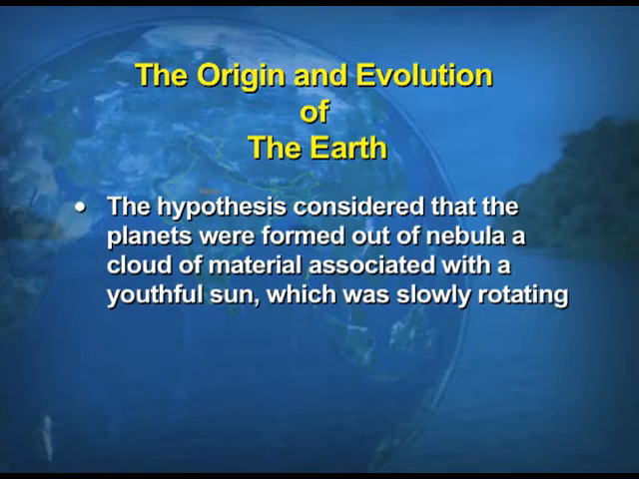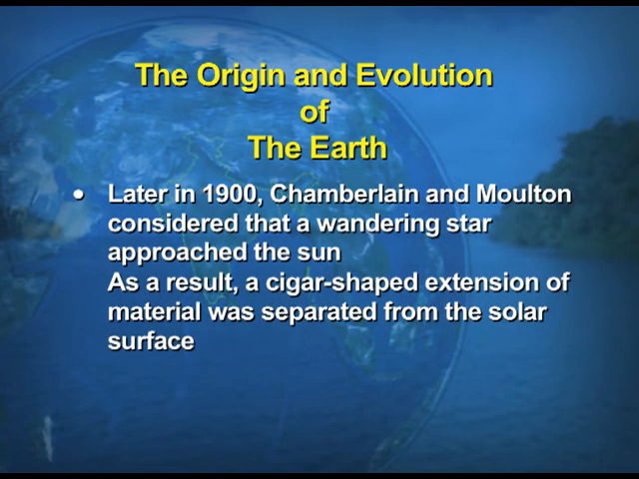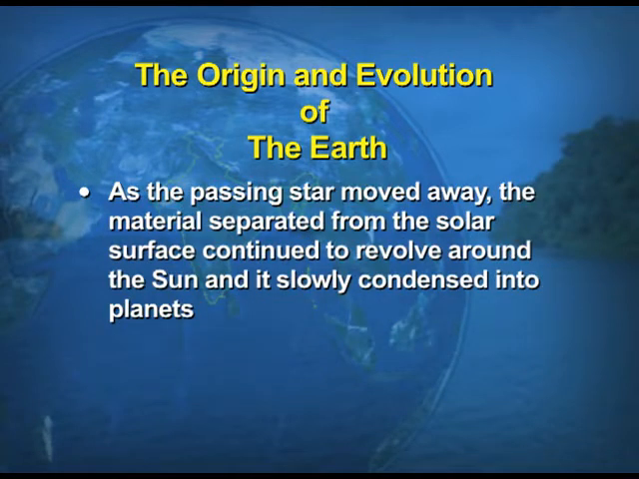This hypothesis considers that the planets were formed out of a nebula, a cloud of material associated with a youthful sun which was slowly rotating. Later Chamberlain and Moulton also considered that a wandering star approached the sun, and as a result a cigar shaped extension of material was separated from the surface. As the passing star moved away, the material separated from the solar surface continued to revolve around the sun, and it slowly condensed into planets.